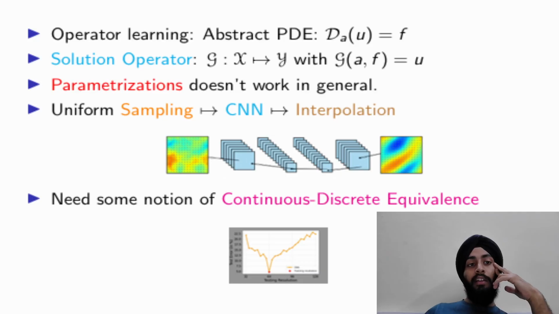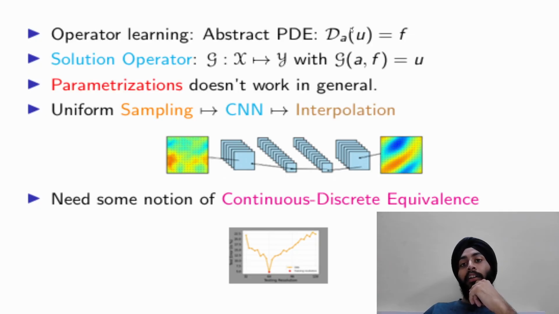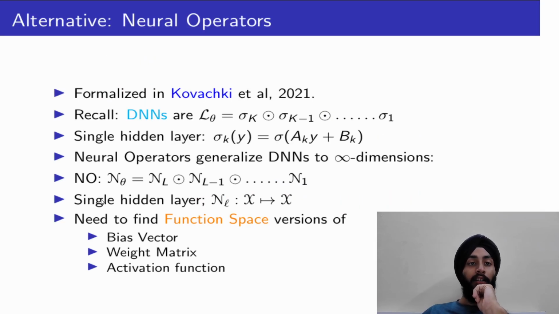So what operator learning is in general is that I have this abstract partial differential equation, which is going from u to f, and it is parameterized by this operator d. So my solution operator is going from this x function space to y function space, or more formally a Banach space, and my operator g will take in a and f and give me the output u. Now, as we just discussed earlier, parameterizations do not generalize well over all the other sampling schemes that I may use. So we need to put in some notion of continuous discrete equivalence in our model, and that was achieved exactly by neural operators.